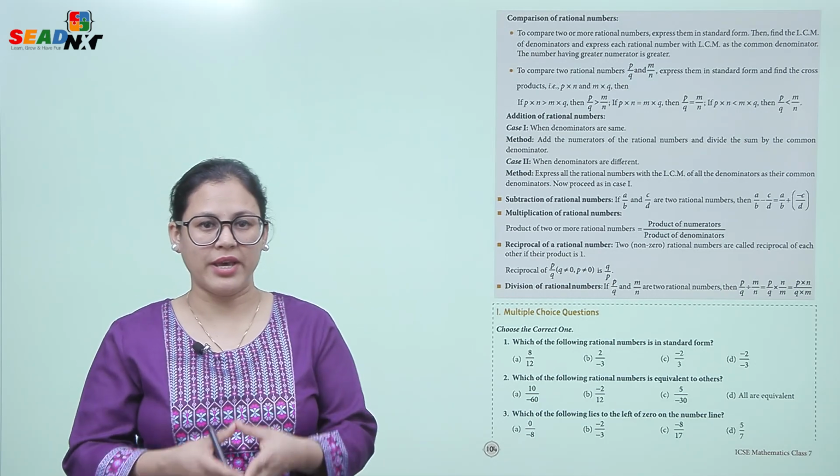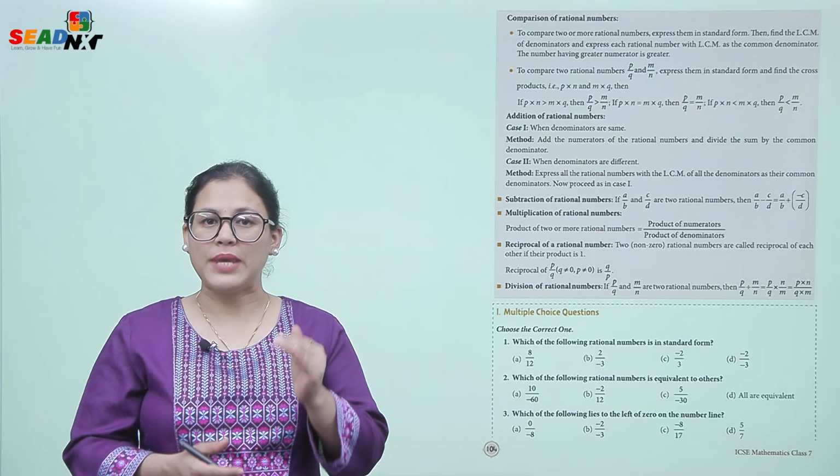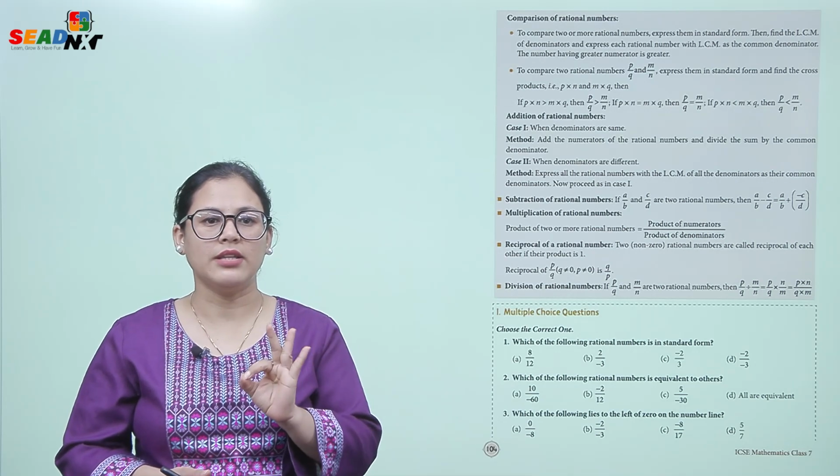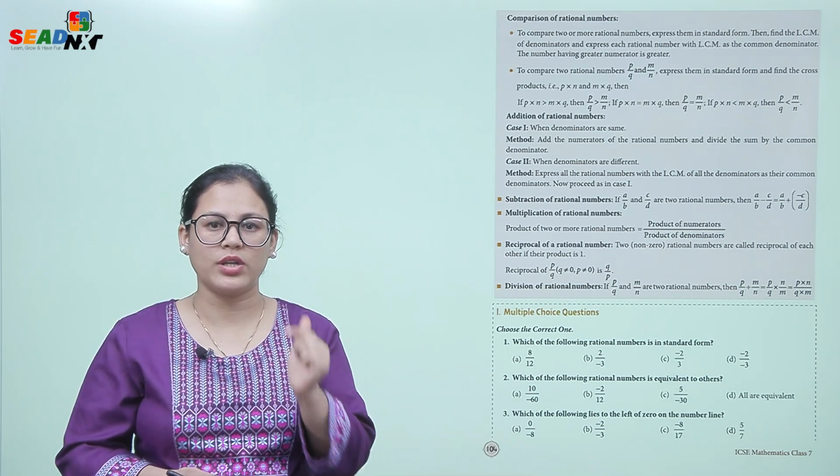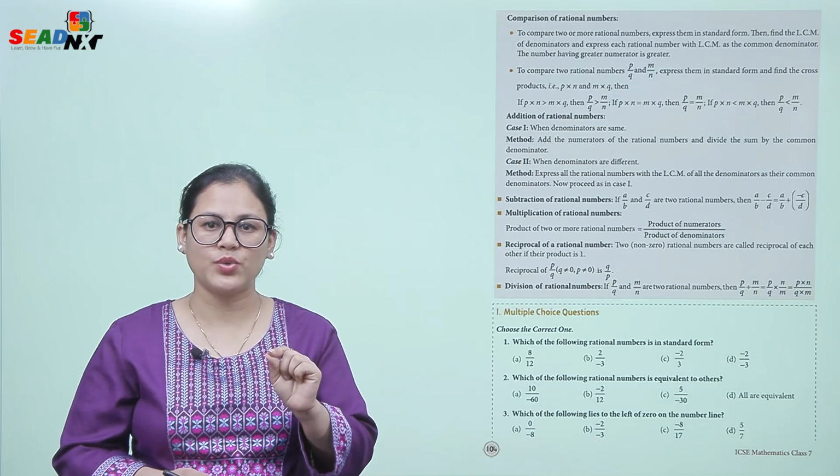Division of rational numbers. If p by q and m by n are two rational numbers, then p by q divided by m by n is equal to p by q into n by m is equal to p into n upon q into m.